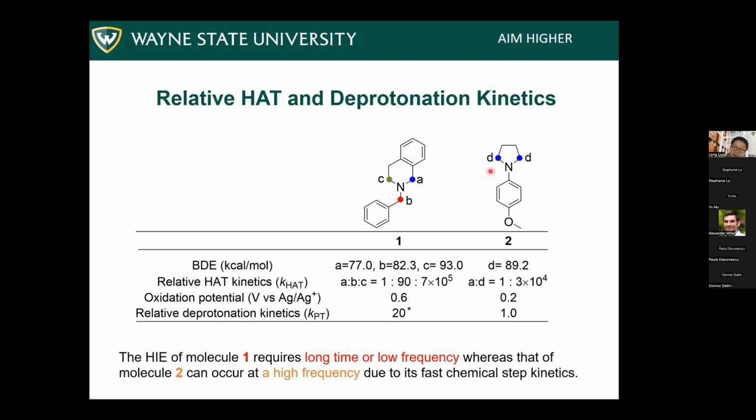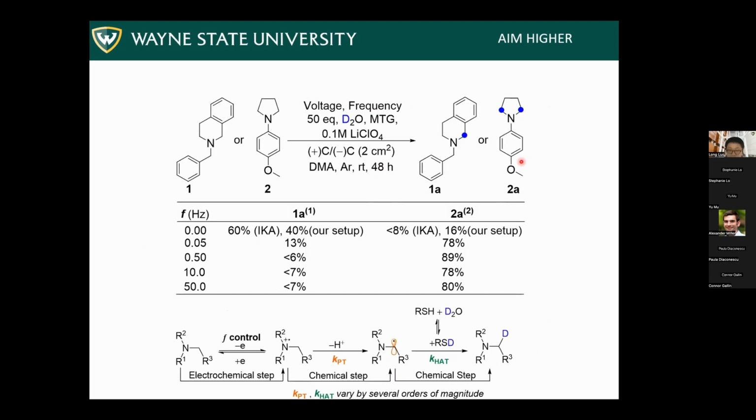So we just want to see if we have these two model substrates, does the hydrogen isotope exchange reaction happen at different rates? So we tried it, and the result shows that's the case. For this THIQ substrate, we don't get any deuteration when the frequency is larger than 0.5 hertz, and we get the best result when we don't have any frequency. Just as we expected, the hydrogen atom transfer here is really, really slow.